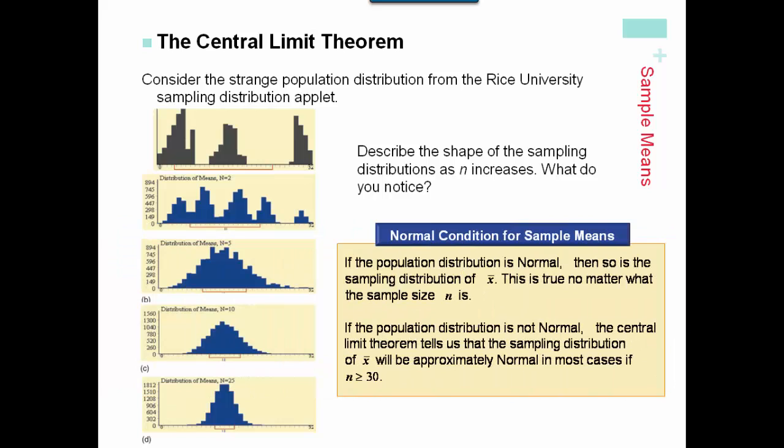If the population distribution is normal, then so is the sampling distribution of x bar. This is true no matter what the sample size n is. If the population distribution is not normal, the central limit theorem tells us the sampling distribution of x bar will be approximately normal in most cases if n is greater than or equal to 30.